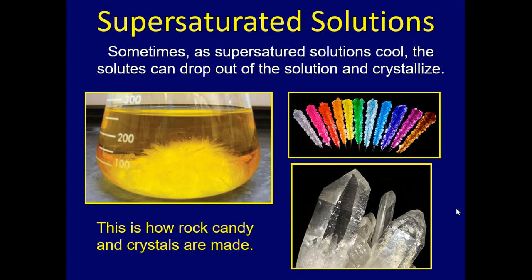If anything knocks it or jars it, the solute will crystallize out, as you see in the picture to the left. You can see the solute crystallizing out. Now, we use this to make rock candy. We heat up water, add a lot more sugar than what the water would normally hold, and then we allow it to cool, and that sugar crystallizes out, and we make rock candy. Crystals in nature are also made the same way.